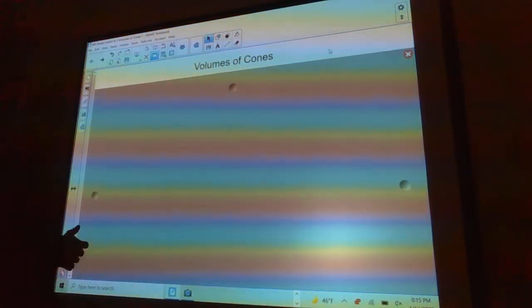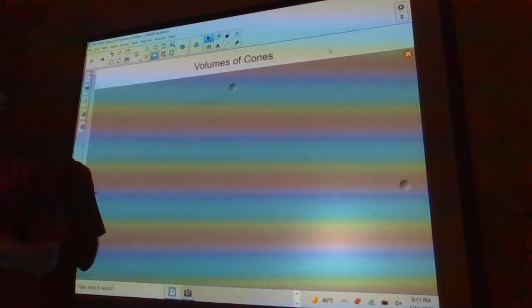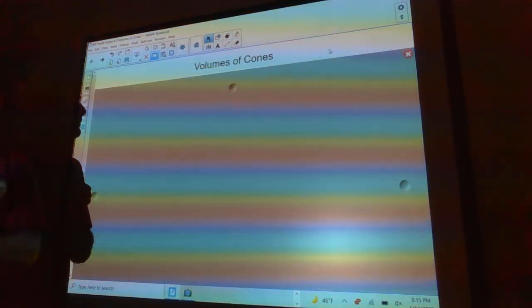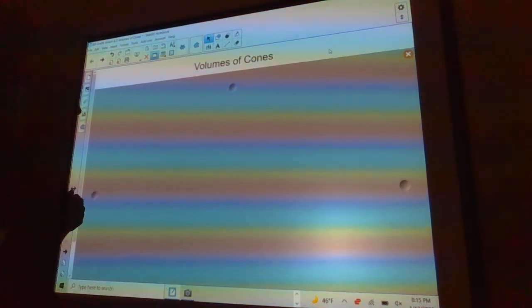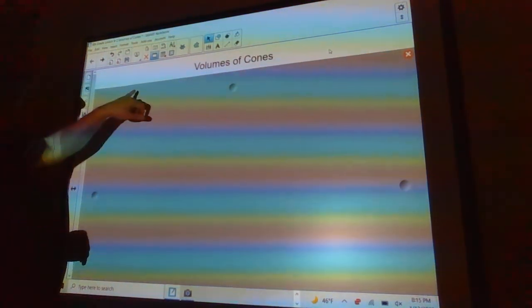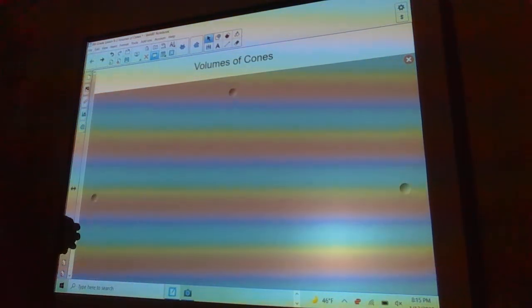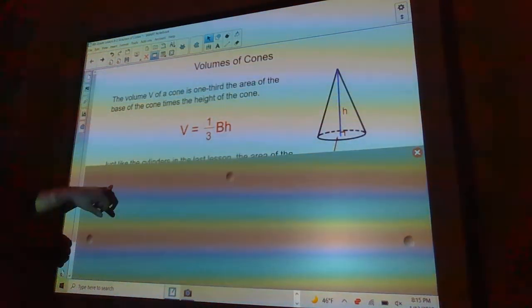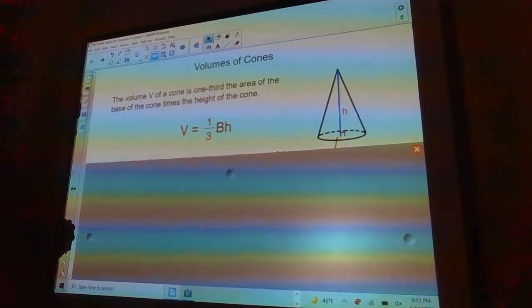Hey everybody, today we're going to talk about volumes of cones. Now last time we talked about volumes of cylinders, and cones are a little bit similar to cylinders in that their base is a circle, but they only have one base instead of two, like a cylinder does. And we knew that the volume of a cylinder was the area of the base times the height. Well, the volume of a cone is 1/3 the area of the base times the height.